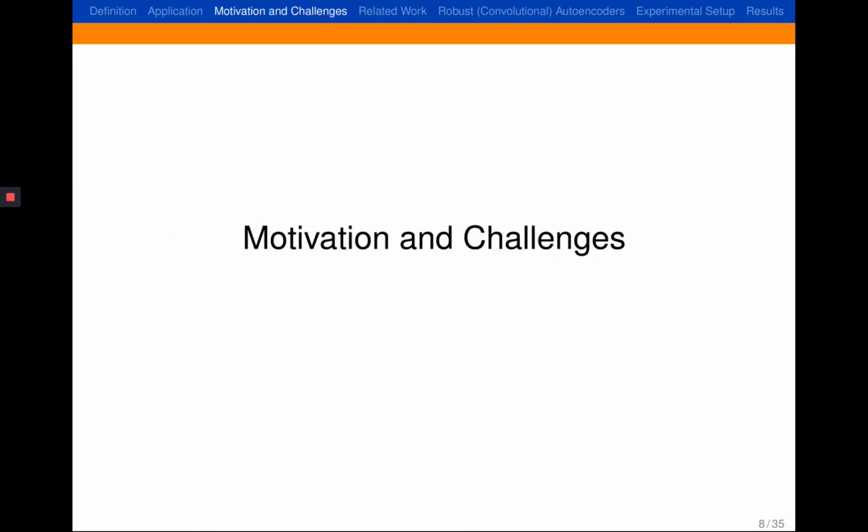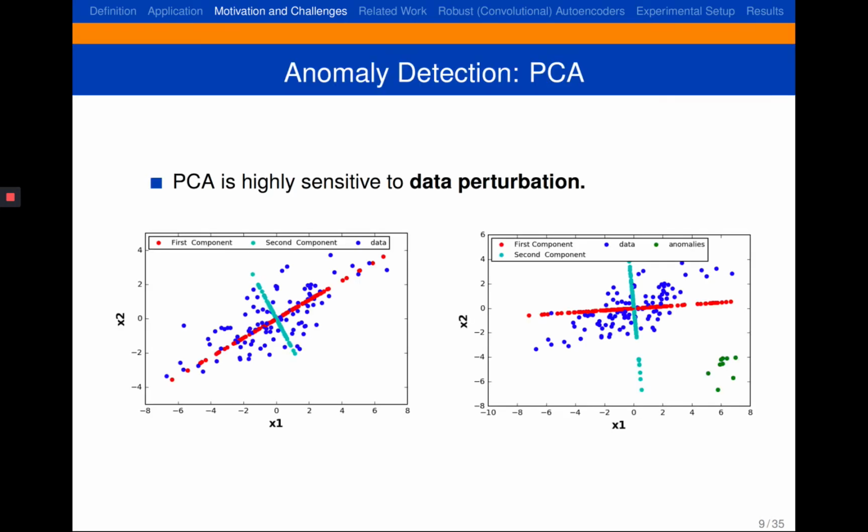Let's look at some of the motivations and challenges of applying PCA, which is one of the spectral techniques applied. Anomaly detection through PCA is highly sensitive to data perturbations. As you can see in the figure on the left, in the absence of outliers or anomalies, the first component captures the bulk of the variability of the data, and hence it is assumed to explain the data well. In the presence of outliers, the variability may not be explained very well. So PCA is very sensitive to data perturbation.